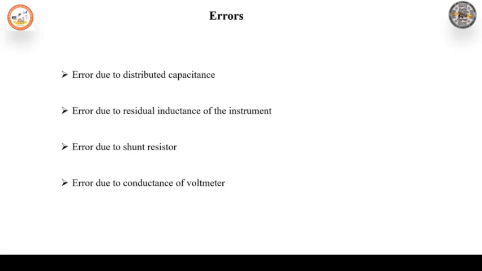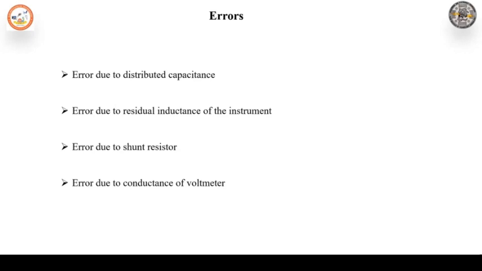Next is error due to the shunt resistor. The shunt resistor RSH of the Q meter circuit introduces error only when the resistance of the test coil is comparable to the shunt resistor. Say, for example, a coil of resistance 0.2 ohm is measured with a shunt resistor of 0.2 ohm. Otherwise, error due to shunt resistor RSH is very small and can be neglected, as in the case of measuring Q of a coil of resistance 20 ohm with the shunt resistor of 0.02 ohm.